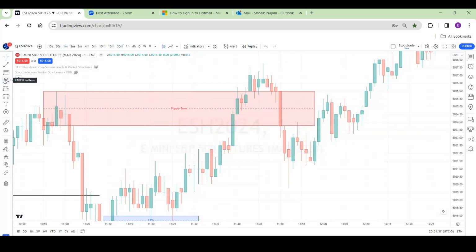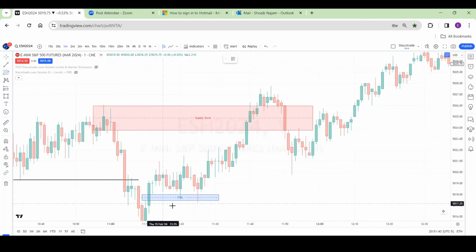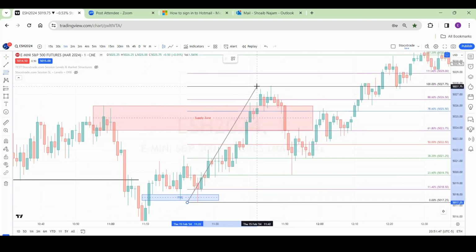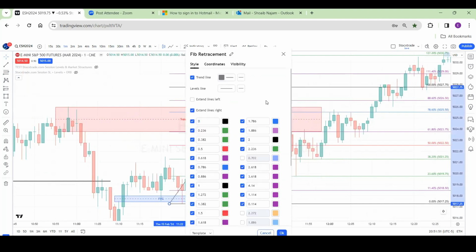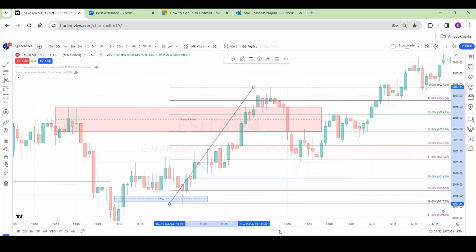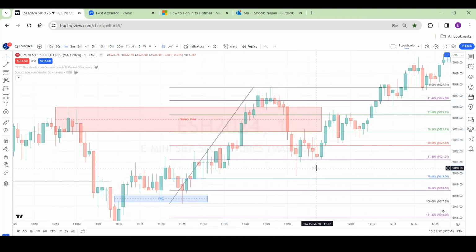And it should be in the discounted zone. Remember, what is the discounted zone? If you mark the Fibonacci level, it should be 50% or below 50%. Let me reverse it. Which one is 50%? The price, you need to take the buy entry. The buy entry should be in the discounted zone.